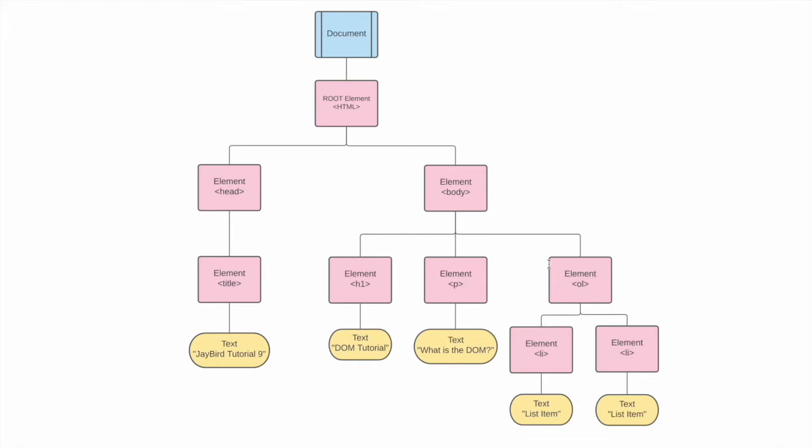The H1 element has a text node as its child node, and the value of it is DOM tutorial. Similarly, this P tag, or this node here, has a child node which has the text equivalent of what is the DOM. The OL element here is a little different because it has two child nodes within it, and then each child node has its own child text node with just list item inside of it.